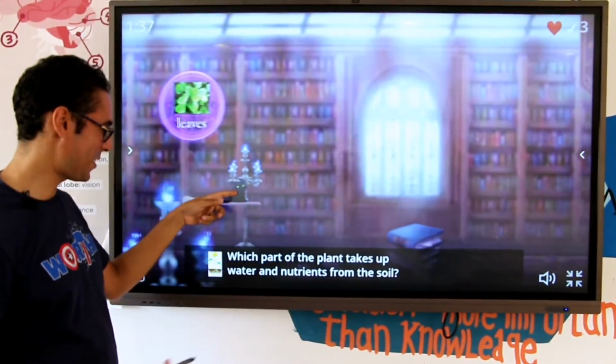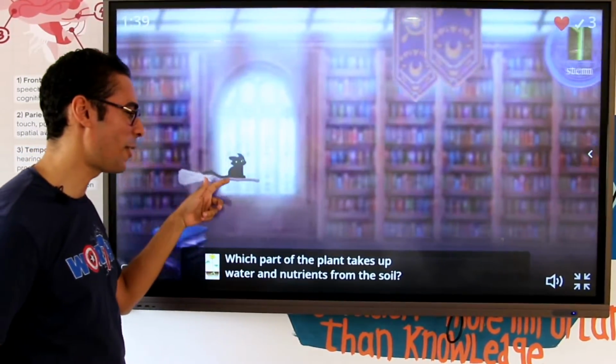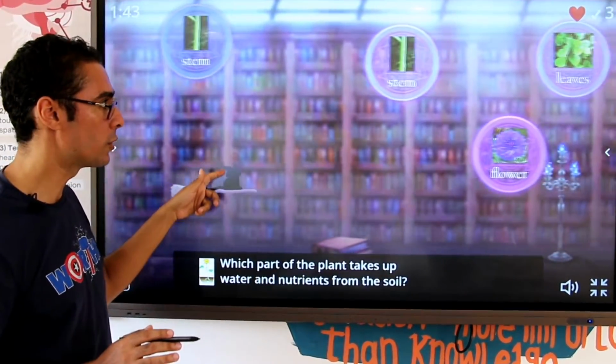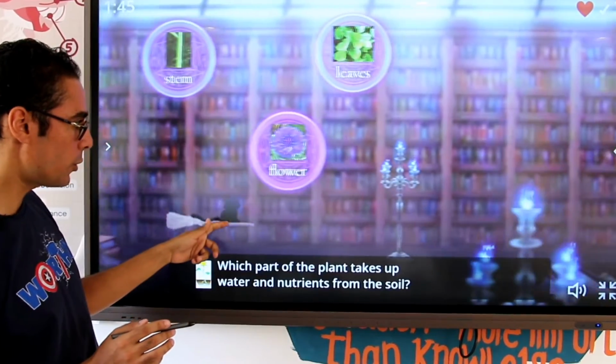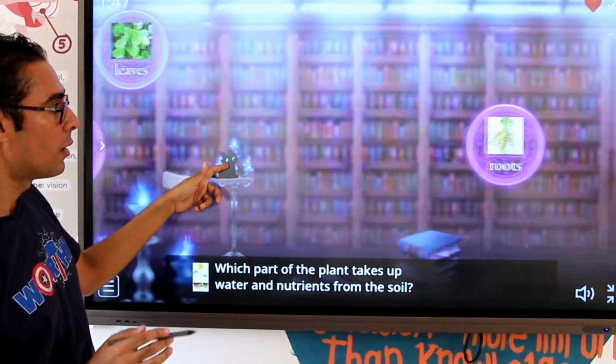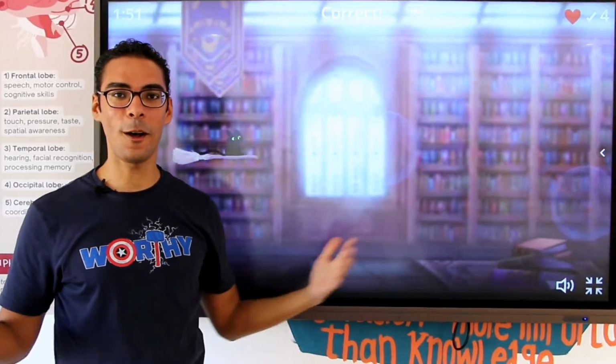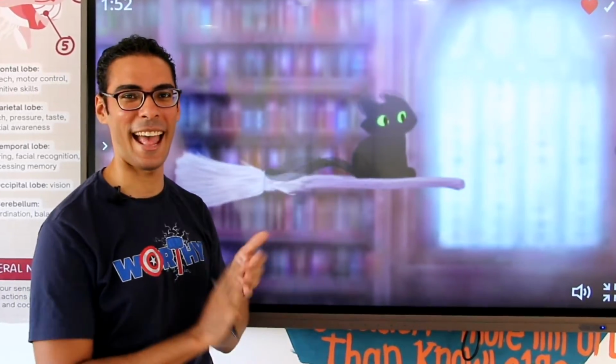Perfect. The next question: which part of the plant takes up water and nutrients from the soil? We must be looking for roots. But where is it? Where are roots? Here we go. We finished our mission successfully. Give yourself a big hand.